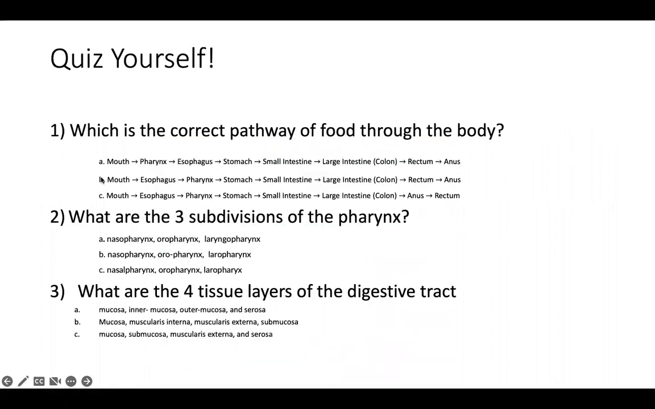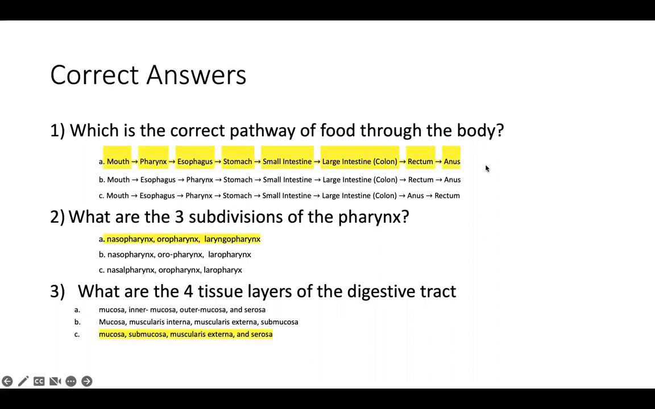So just a couple questions to quiz yourselves. Which is the correct pathway of food through the body? Then there is, what are the three subdivisions of the pharynx? And what are the four tissue layers of the digestive tract? If you need a couple more minutes, just pause and then continue. And then here are the correct answers, A, B, and C.